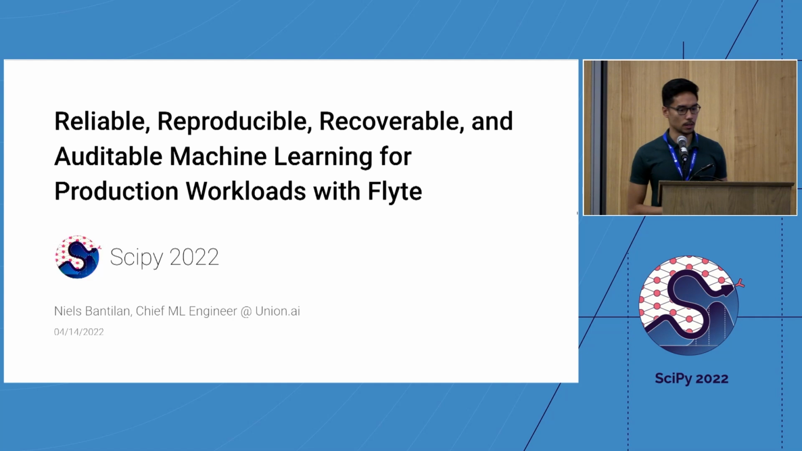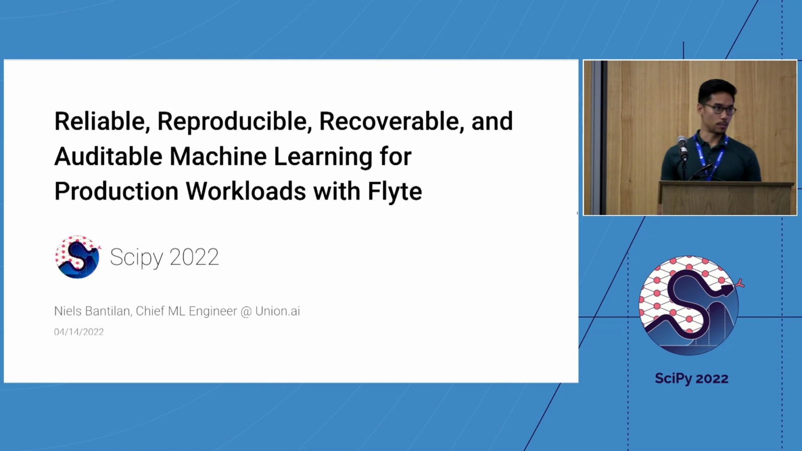And in particular, I'm gonna talk to you about production workloads in machine learning, and in particular, four dimensions of what production even means. In this case, I couldn't get the alliteration right, so I failed at that, but I'm gonna talk about reliability, reproducibility, recoverability, and auditability in machine learning.